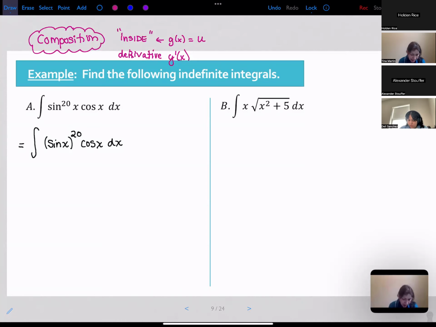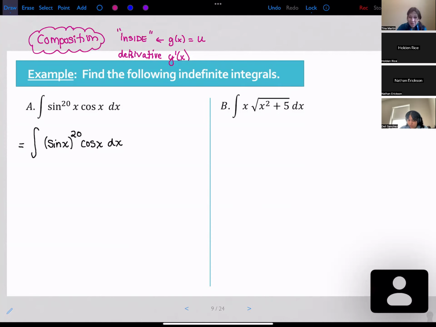So let me see. I need somebody different to help me out here and give me a U for this one. Who wants to help me with a U? All right, Nathan, go for it. Give me my U. Your U is going to be sine of x. Beautiful. How did you know it was sine of x? Because it's the inside function. Absolutely. U is sine of x because it's the inside function.